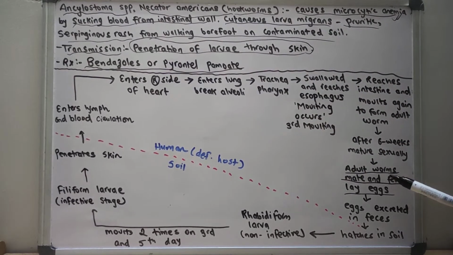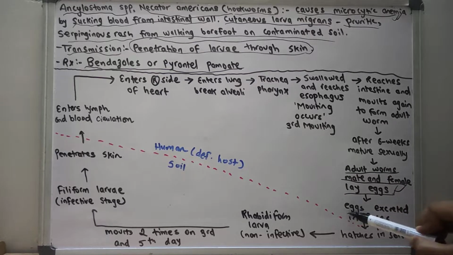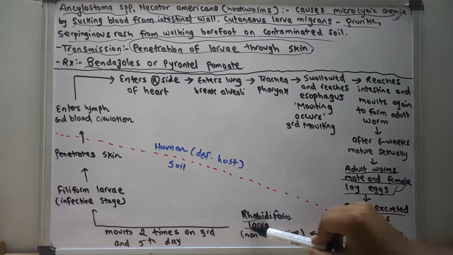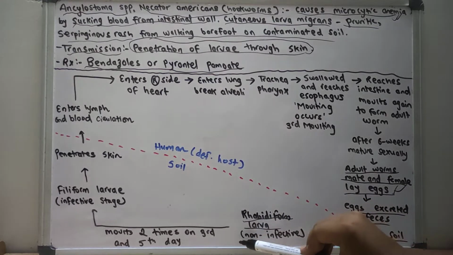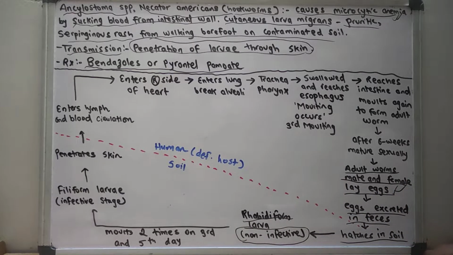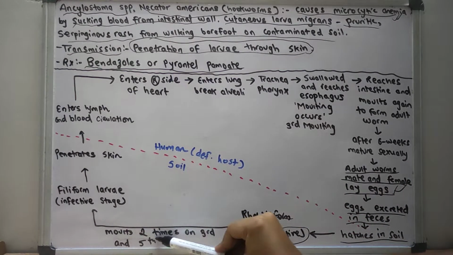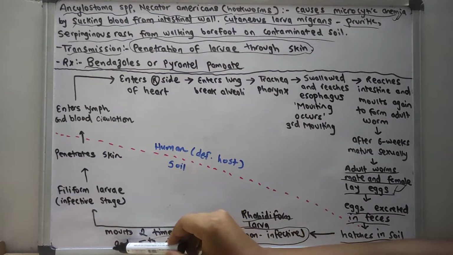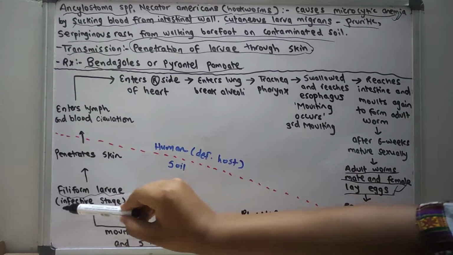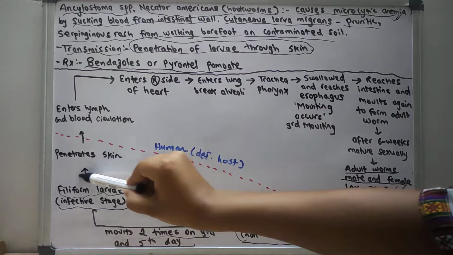So the adult worms in the body mate and the female lays eggs, and the eggs are excreted in the feces, and the egg hatches in the soil. From that egg the rhabditiform larva is formed. The rhabditiform larva is the non-infective form. So this rhabditiform larva molts 2 times, on the 3rd and 5th day, and the filariform larva is formed, and that filariform larva is the infective stage.